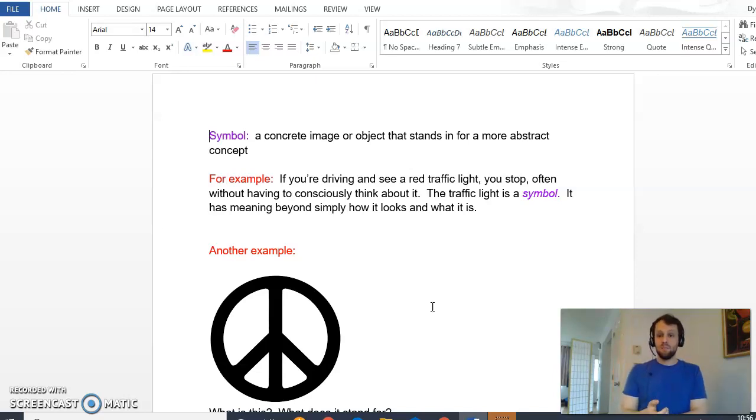So that's a symbol. It's a concrete image. It's a concrete object, meaning it exists really in the world as an object. But it stands in for a concept that is more abstract, stopping your car so that other cars can go.